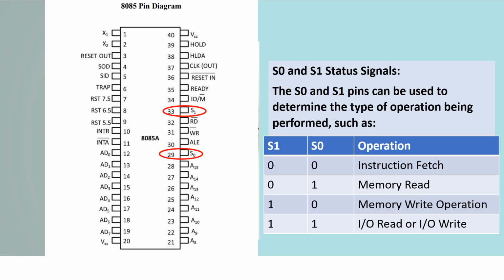The S0 and S1 pins can be used to determine the type of operation being performed. When S1 and S0 are both 0, the operation is instruction fetch. When the values of S1 and S0 are 0 and 1, the operation is memory read. For the memory write operation, the values of S1 and S0 are 1 and 0. When both are 1, the operation is IO read or IO write.